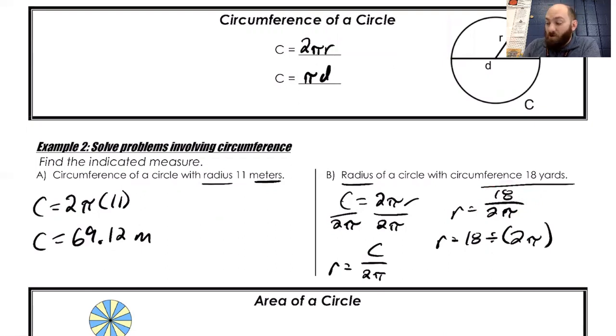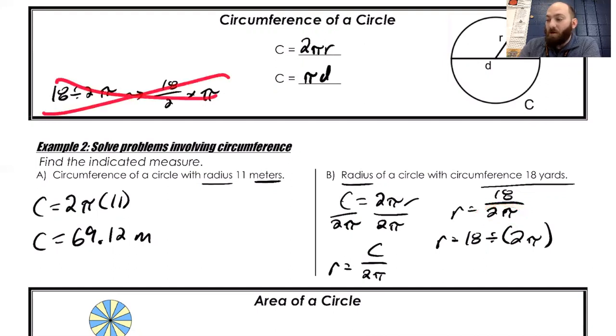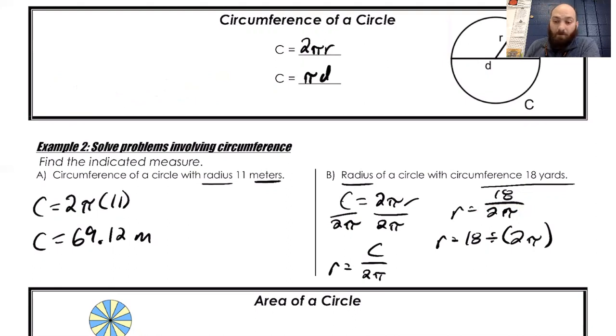If you don't do that, so for example, if you do 18 divided by 2 pi, what that's really doing is taking 18 divided by 2 and then multiplying by pi. That's not the right answer. We need to have 2 pi all the way underneath. So don't do that one. In fact, I'm just going to get rid of that now because I don't even want you to see that as an example. It needs to look like this or this. You do that and you get a radius of 2.86 yards.